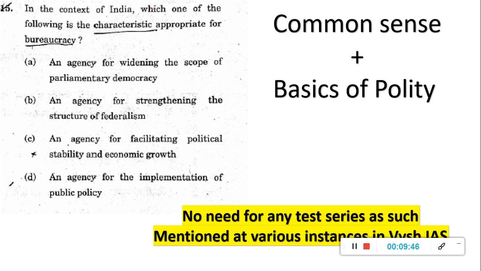Now, in the context of India, which one of the following describes bureaucracy? Again, if you don't know this, then better you don't give the exam, okay? Because you are trying to become a bureaucrat. When you don't know what you are going to do after getting the job, then you cannot solve this. You cannot.